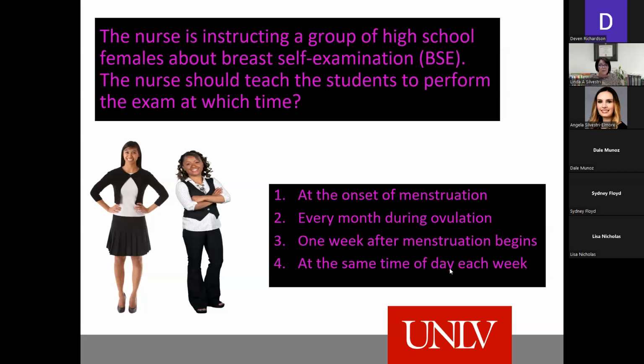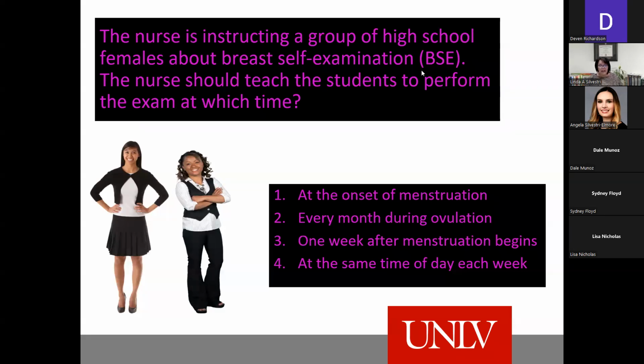Now, for the person who's postmenopausal, what you need to teach that person is to select a day, maybe their birthday. If their birthday is the 10th of the month, then on the 10th of every month, they should do a monthly self-breast exam. And that's how they can remember to do that.